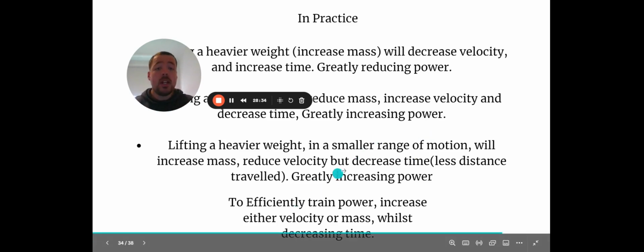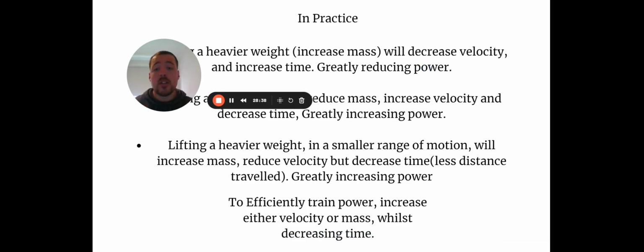So if you really want to efficiently and effectively train power, you have to increase either the velocity of the movement or the mass of the movement whilst time decreases. You're going to have to do 2 out of those 3. You can't just increase mass because it'll mess with the other 2 variables. You can't just increase the velocity most likely because it'll mess with the other variables. But we've got to try and do a bit of both.